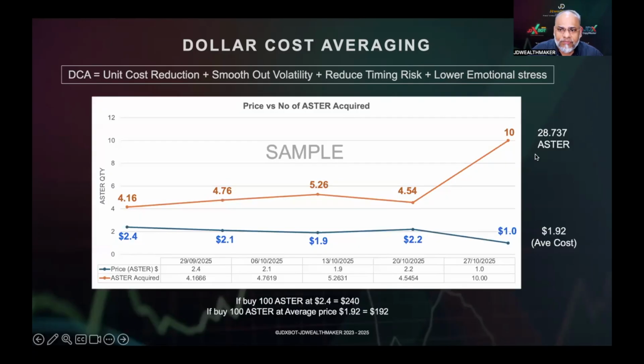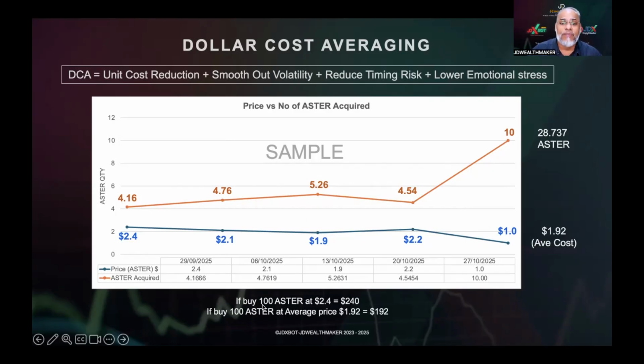So you can see in this example, we have the price and also the quantity of ASTER. When it's 2.4, the quantity of ASTER I acquire is 4.6. But when the price is 1.9, I get more ASTER. When the price is higher, you get less ASTER. When the price is lower, at $1, I get 10 ASTER. Can you see that? So this is brilliant. That's why DCA is powerful.